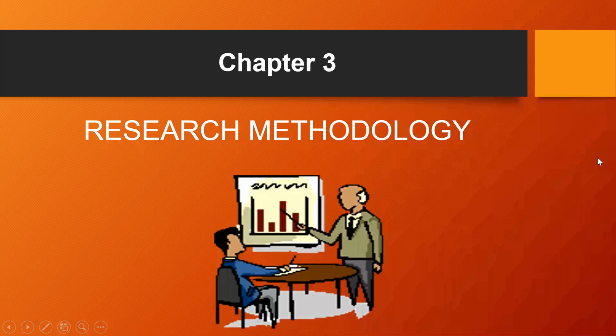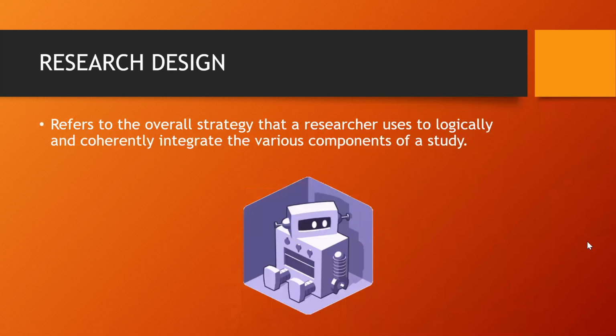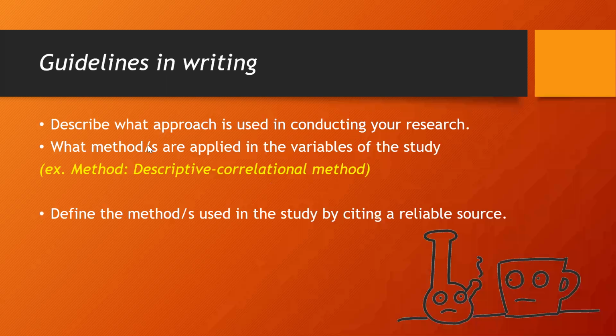So let's start with research design. When we say research design, you're talking about the overall strategy that you utilize in your study. It's very obvious that we have quantitative research, but be specific. What kind of quantitative research? Is it descriptive comparative or descriptive correlational? As an example, I wrote there descriptive correlational. So simply define it and then add a citation. Why did you use descriptive correlational? So add one sentence.